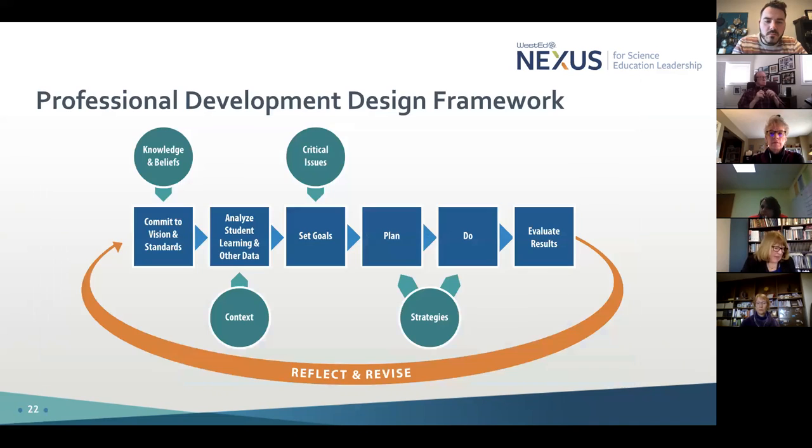So let me just take a pause there and see, Kathy, would you like to add anything to our PD design framework?